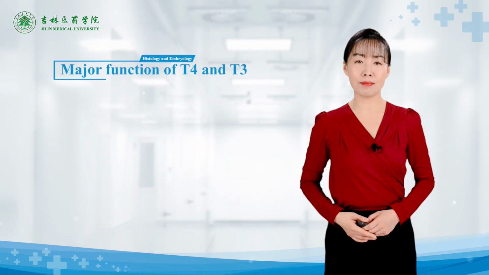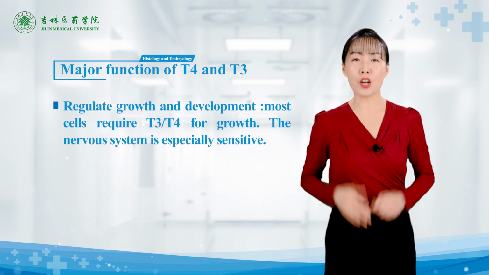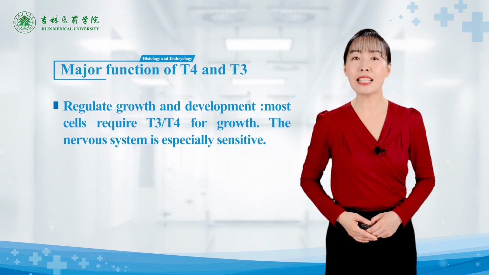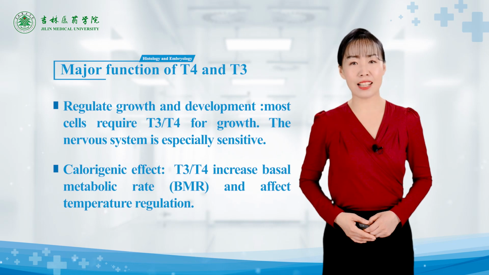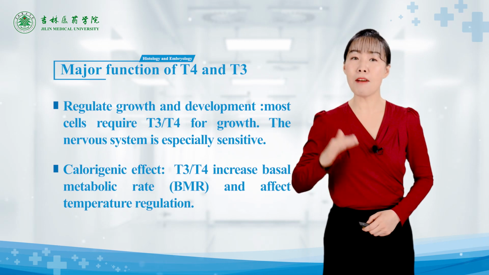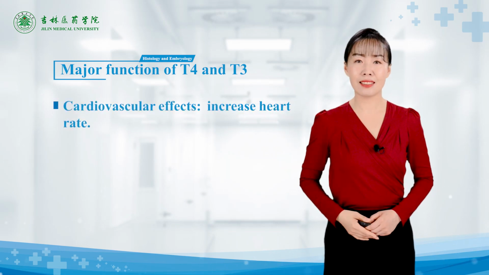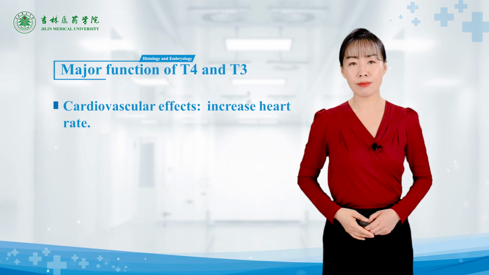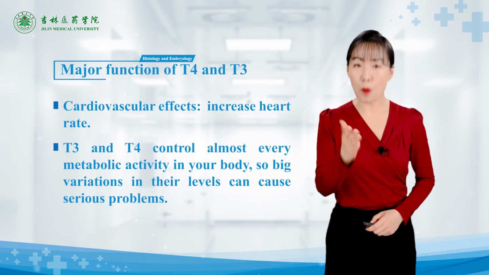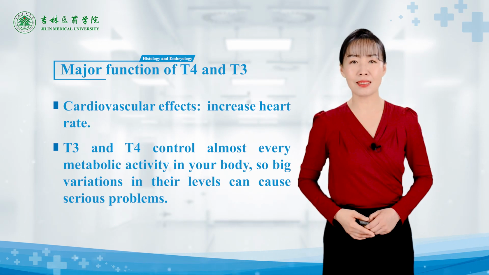Functions of T4 and T3. Regulate growth and development. Most cells require T3 and T4 for growth. The nervous system is especially sensitive. Calorigenic effect. T4 and T3 increase basal metabolic rate and affect temperature regulation. Cardiovascular effects. Increase heart rate. T3 and T4 control almost every metabolic activity in your body, so big variations in their levels can cause serious problems.